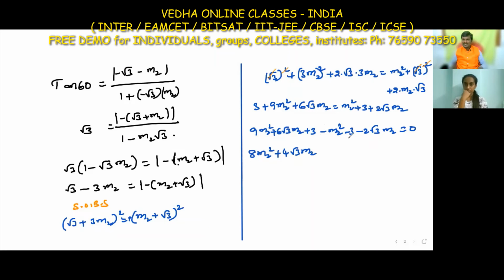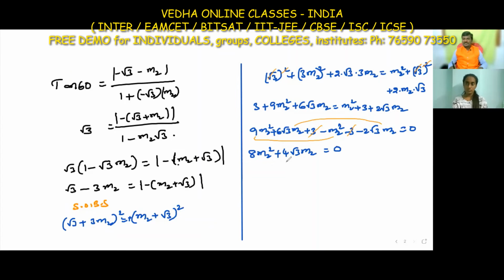Okay, plus 3 and minus 3 only. Can we cancel? Yes, we can cancel, right? So plus 3 and minus 3 get cancelled. Any more terms? Okay, simplify these two terms and these two terms. That's it, no more.